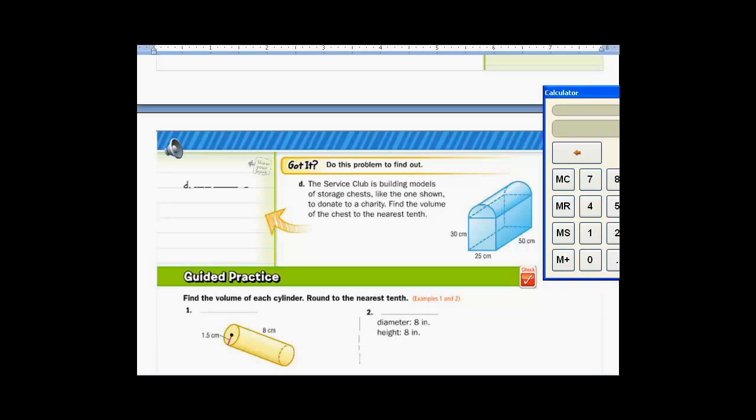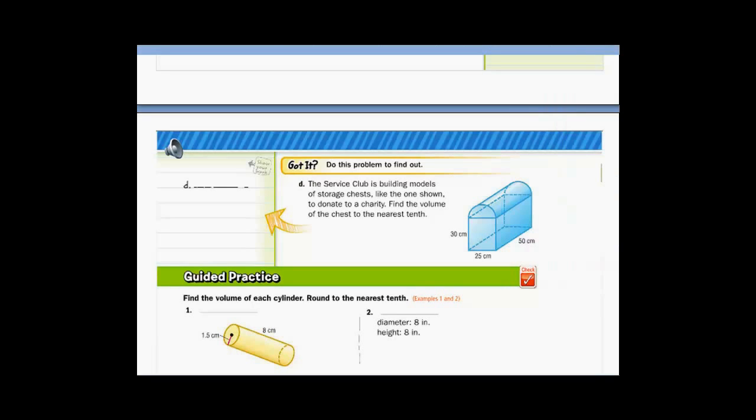D, let's do this one together. Okay. So we have to find the volume of 2 different shapes here. So we need to first find the volume of the first one. Well, wouldn't that make sense? First, find the volume of the first one? Yeah, that makes great sense.